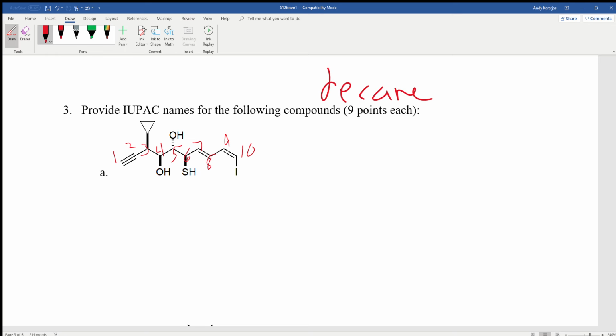At this point we can name our substituents. And we know at 3 we have a cyclopropyl. Now at carbon 6 we have a thiol. And remember, in some cases the thiol will be part of the parent name. But because in this molecule we have a higher priority group, the alcohol, the thiol becomes a substituent, and we refer to it here as mercapto. And finally at carbon 10 we have an iodine.